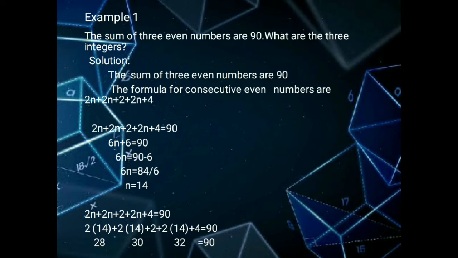So, 2 times 14 equals 28. 2 times 14 plus 2 equals 30. 2 times 14 plus 4 equals 32. Equals 90. So, the 28, 30, and 32 are the three integers we are looking for. When we add those three, the sum is equal to 90.